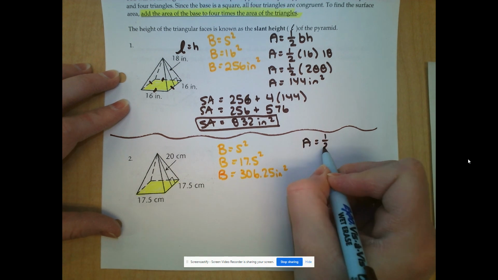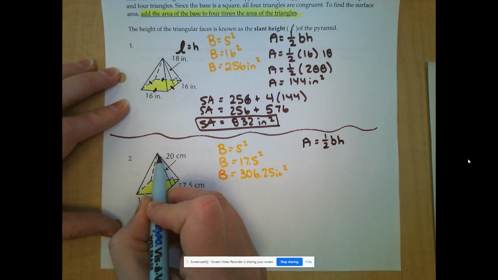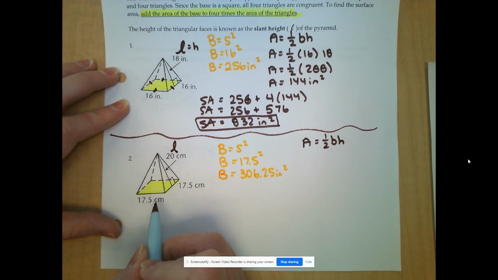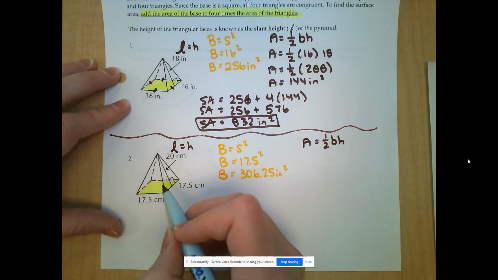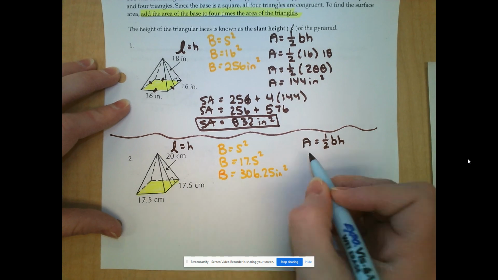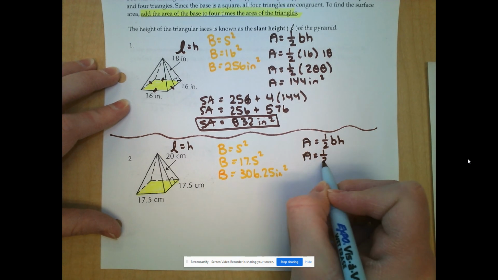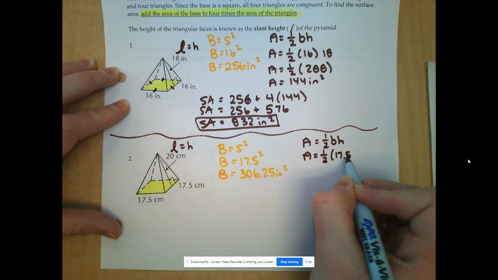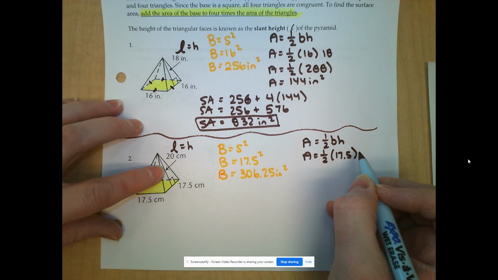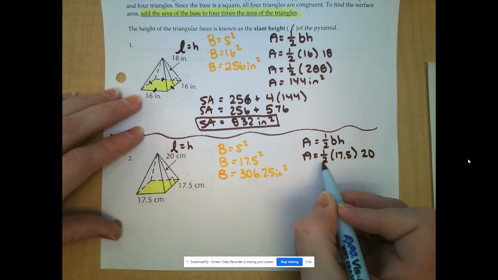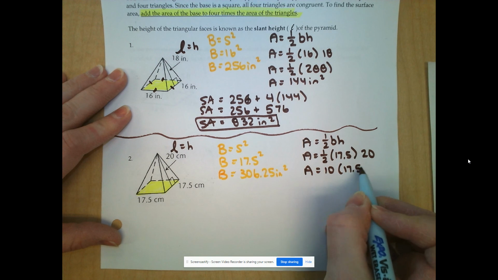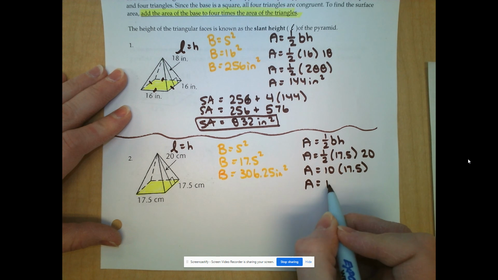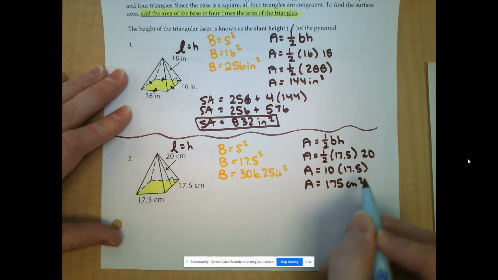The triangle. A triangle is 1/2 bh. So this slanted side, we said that is slant height, also known as lowercase h because it's the height of that single triangle. This side down here, the 17.5, that's the base of the triangle. And then the height of the triangle, or slant height of the pyramid, is 20. Now, it's easiest to take half of 20. So we do 10 times 17.5. The area of a single triangle, 175.